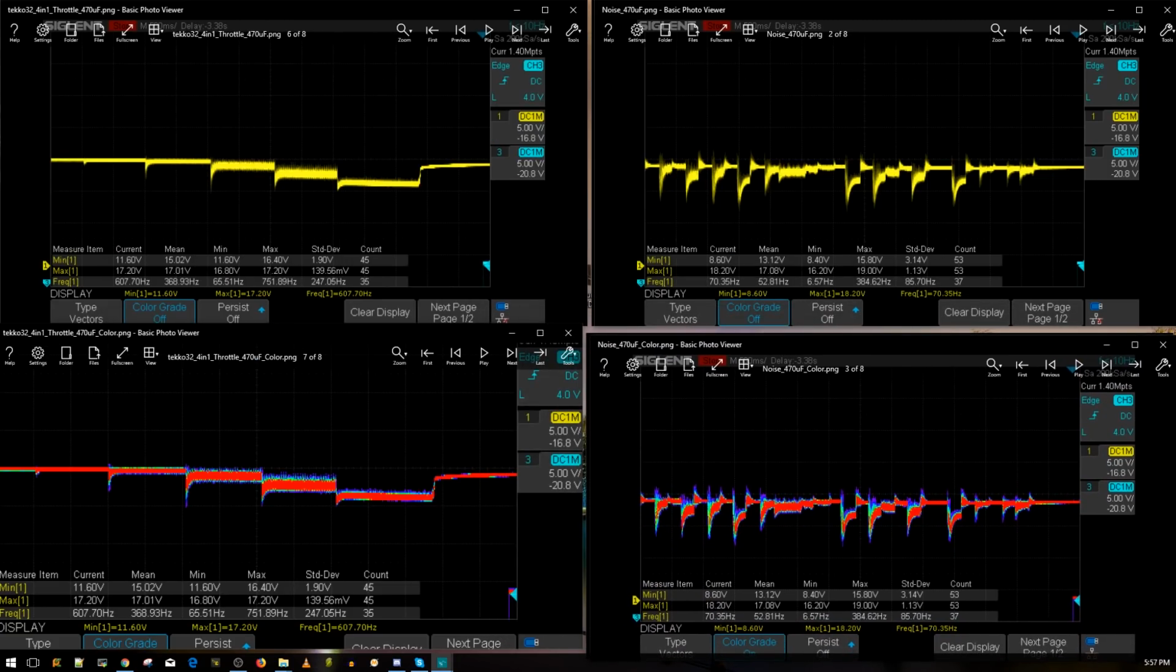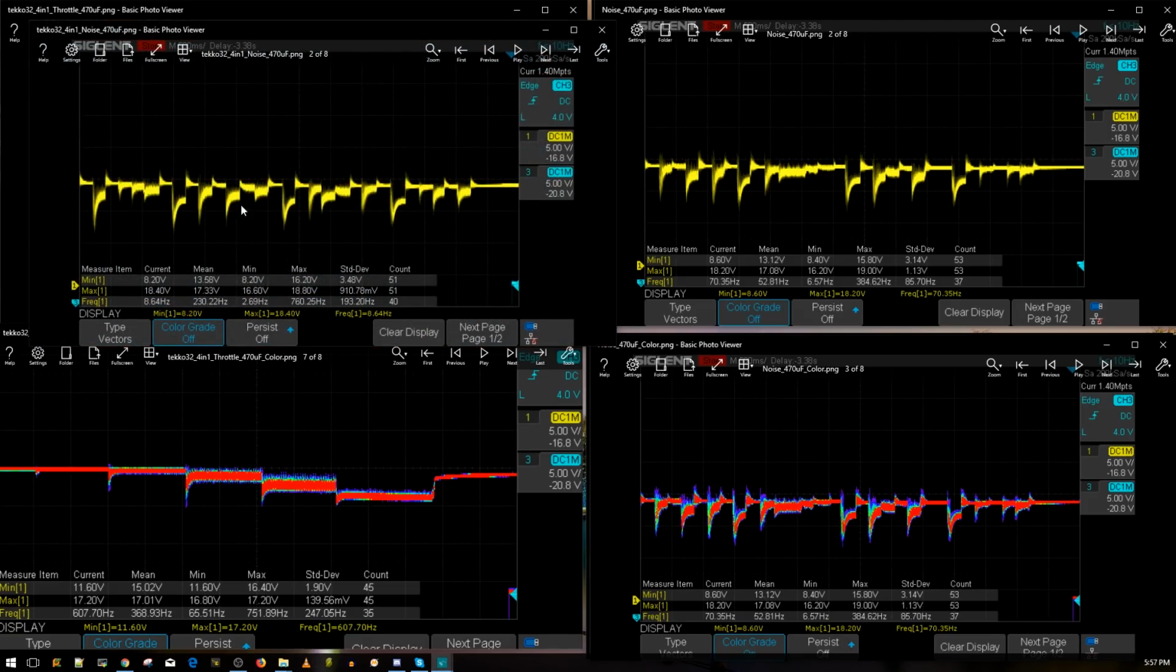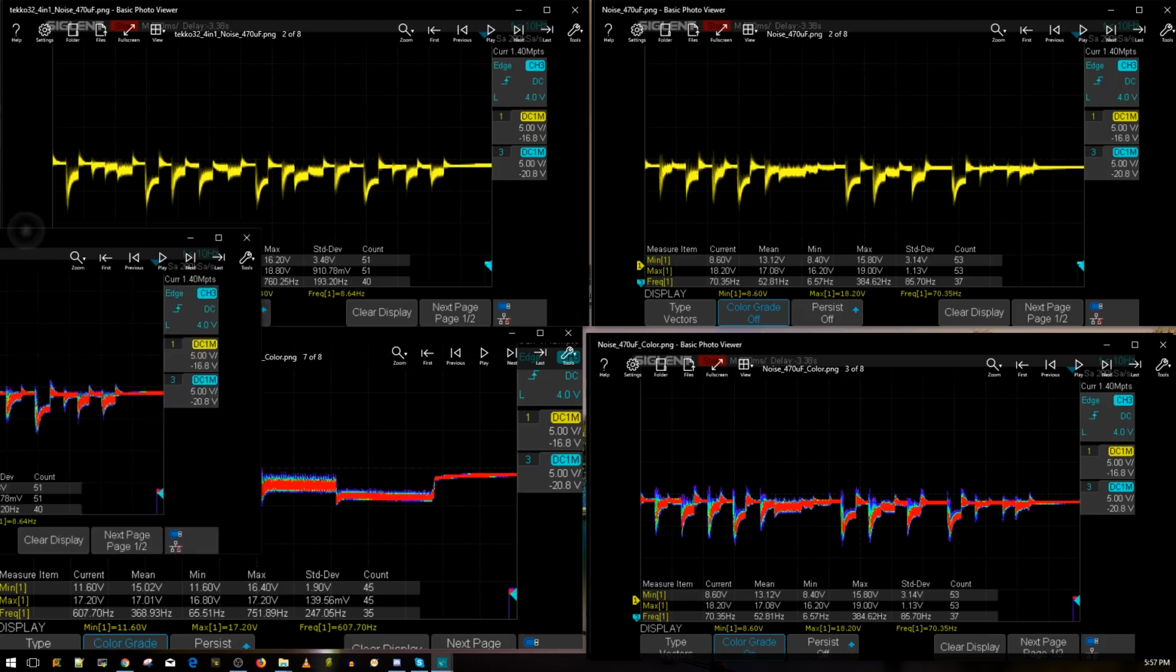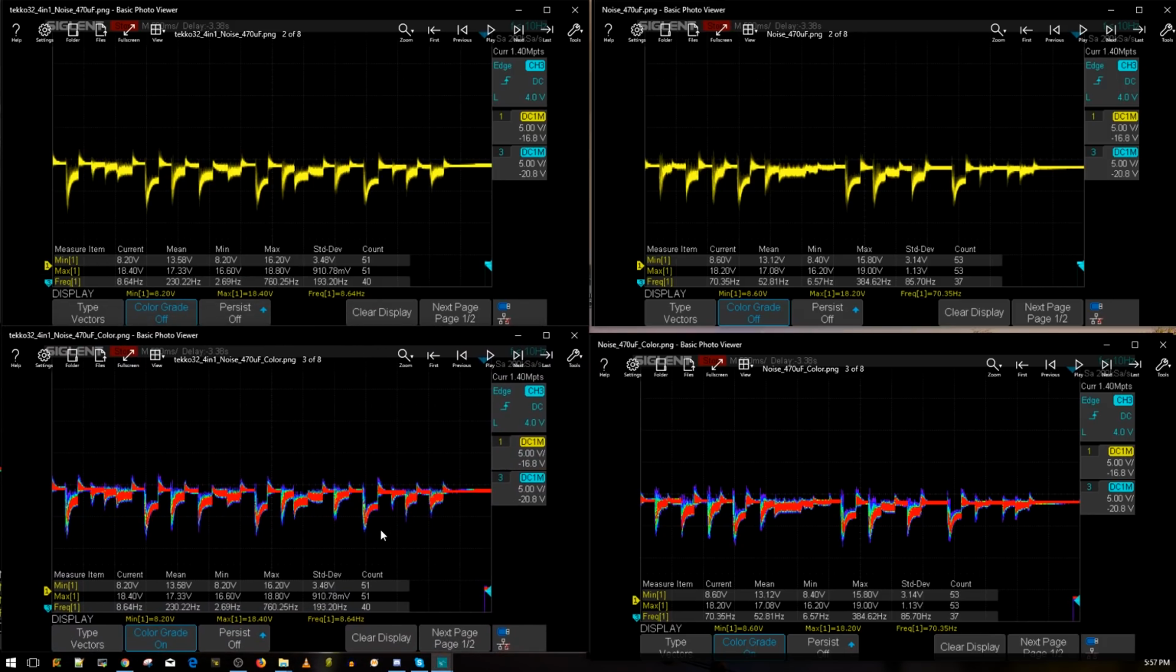All right, and let's pick up the Tekko32 noise. There it is with the 470. Okay, and we need this one so we get a better idea. So as you can tell here, they're still all neck and neck, which is very nice to see.